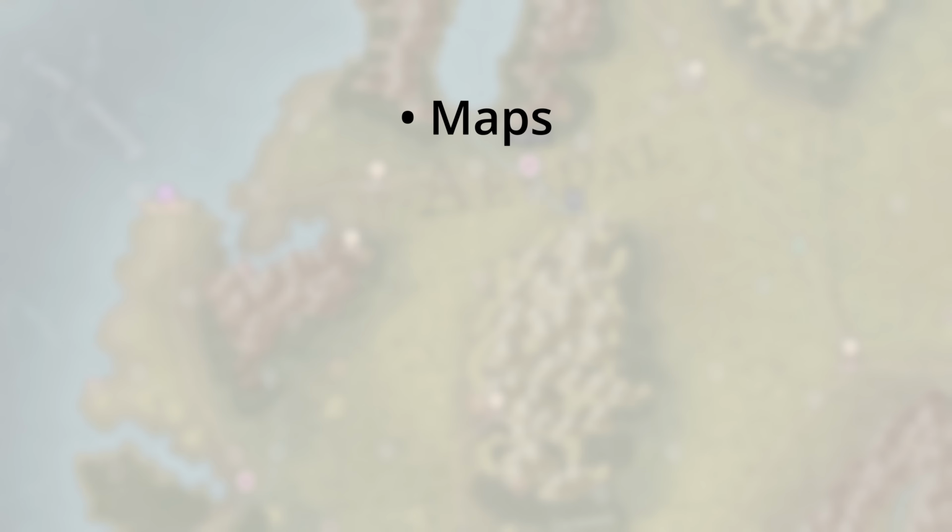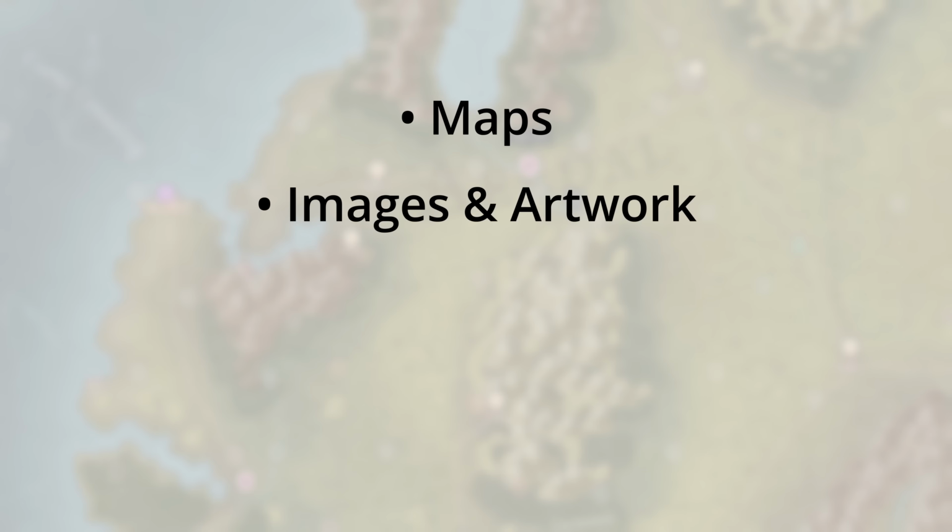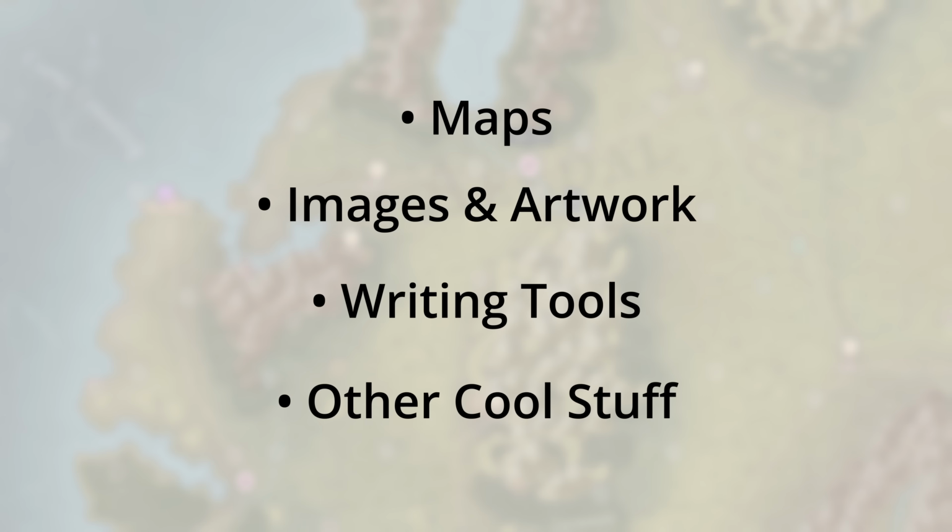So we're going to break down the list today into a couple of different sections. The first is going to be maps, and then we're going to talk about image assets, so tokens and artwork and things like that. Then we're going to talk about writing tools, and then finally I've got a kind of nebulous catch-all category right at the end for some other useful stuff that I think that you should just know about.